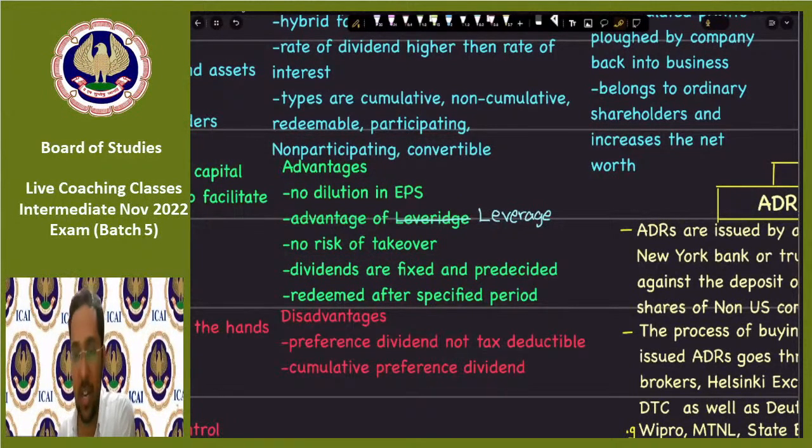Generally, other things like interest you pay on the debenture are allowed as an expenditure. That is treated as an expenditure. But preference dividend is not treated as an expenditure in the income tax.